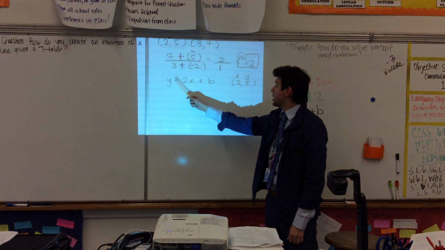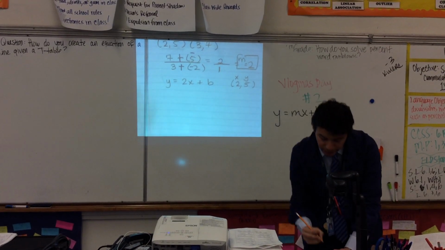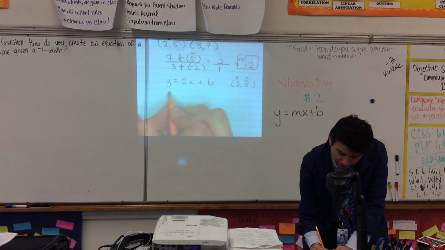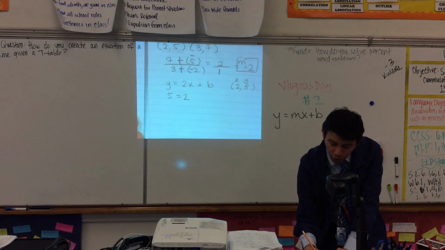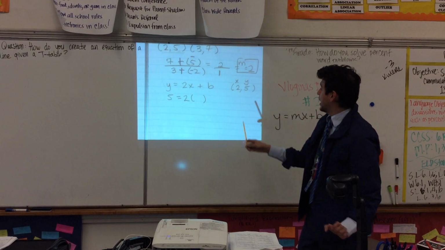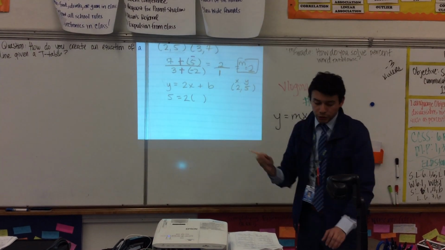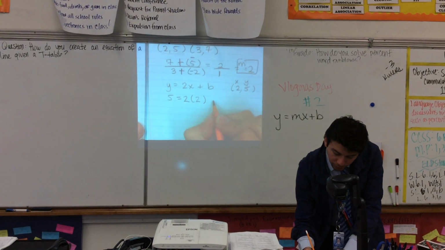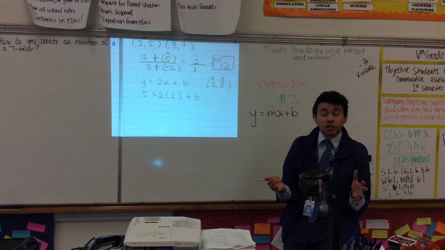Wow, I see a y. So what number is y? 5. So instead of putting a y, I'm going to put a 5 in. Equals, I'm going to keep the 2 because that's your slope. Instead of the x, what number am I going to put for x? 2. So I'm going to put a 2 in for x. Plus b. As easy as that. It's just substituting.